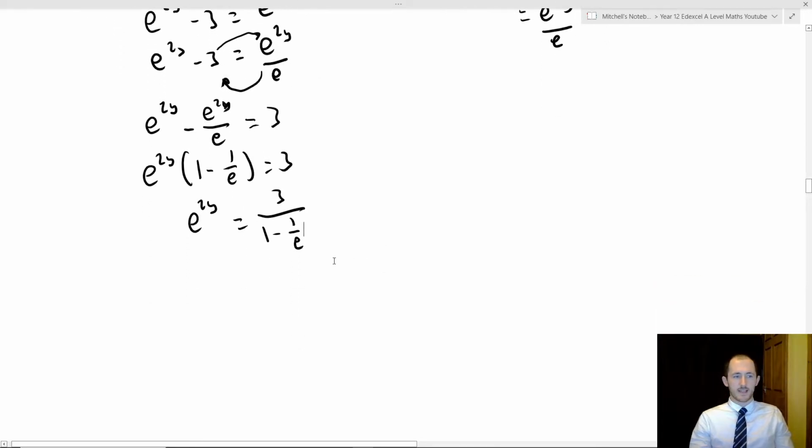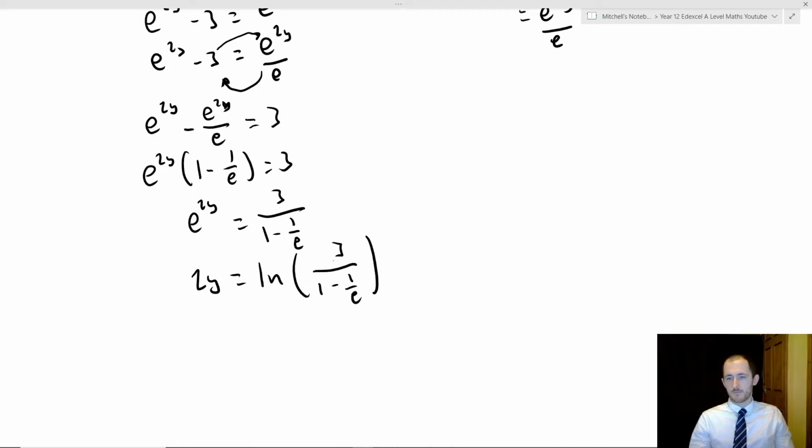And all we need to do now is take the log of both sides. So 2y equals... And yes, this looks absolutely heinous. That's totally fine. Remember, e is just a number, so that should be totally fine.